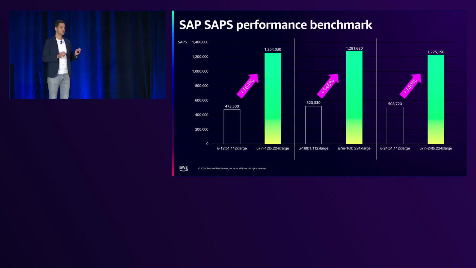And as you can see, the previous generation of the U-1 instances already delivered around 500,000 SAPS. With the newest generation, we achieve over 1 million SAPS. And if you look at the middle graph, we compared the U-18 terabyte on Cascade Lake versus the U7i 16 terabyte based on Sapphire Rapids. And there is an increase of 146% of SAPS between these instances. So the U7i 16 terabyte delivers 15.2 million more order line items per hour compared to these two instances. This is, yeah, pretty amazing.